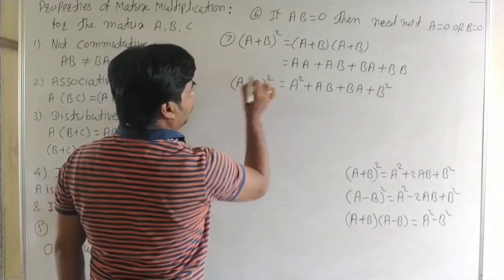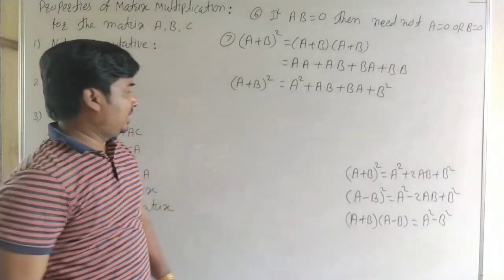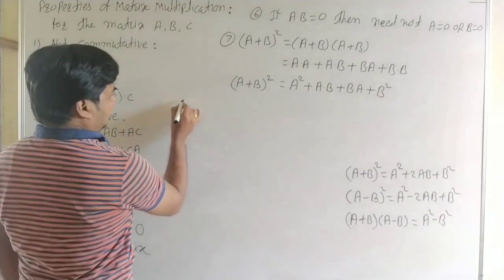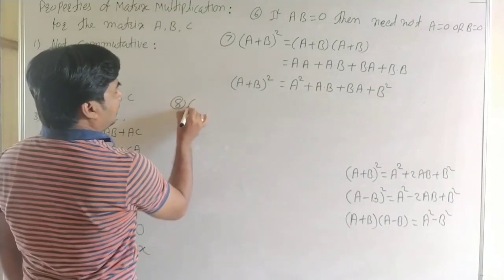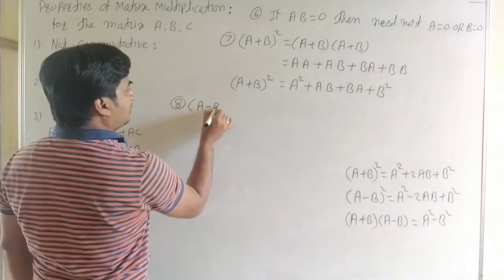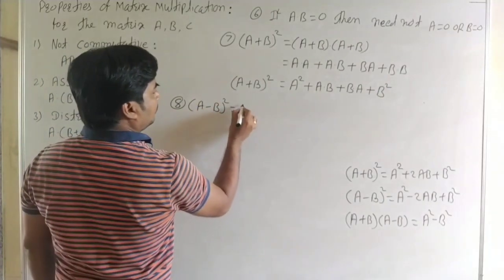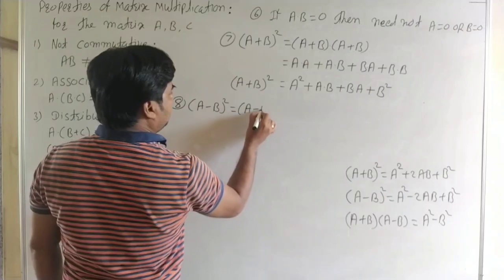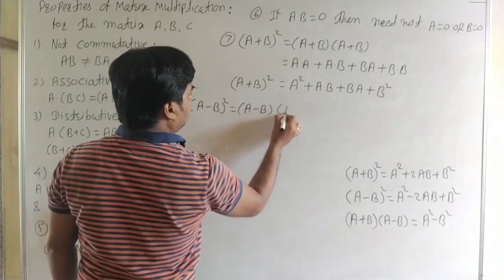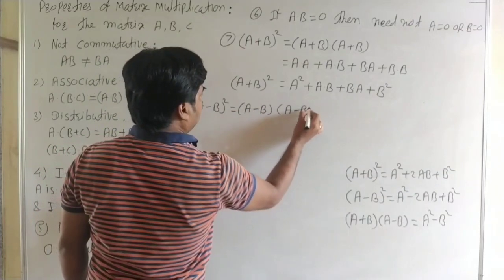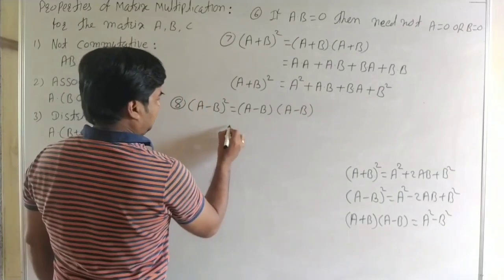(A+B)² is okay. Now the next one, (A−B)², which is the same: (A−B) times (A−B). Then we can write this.